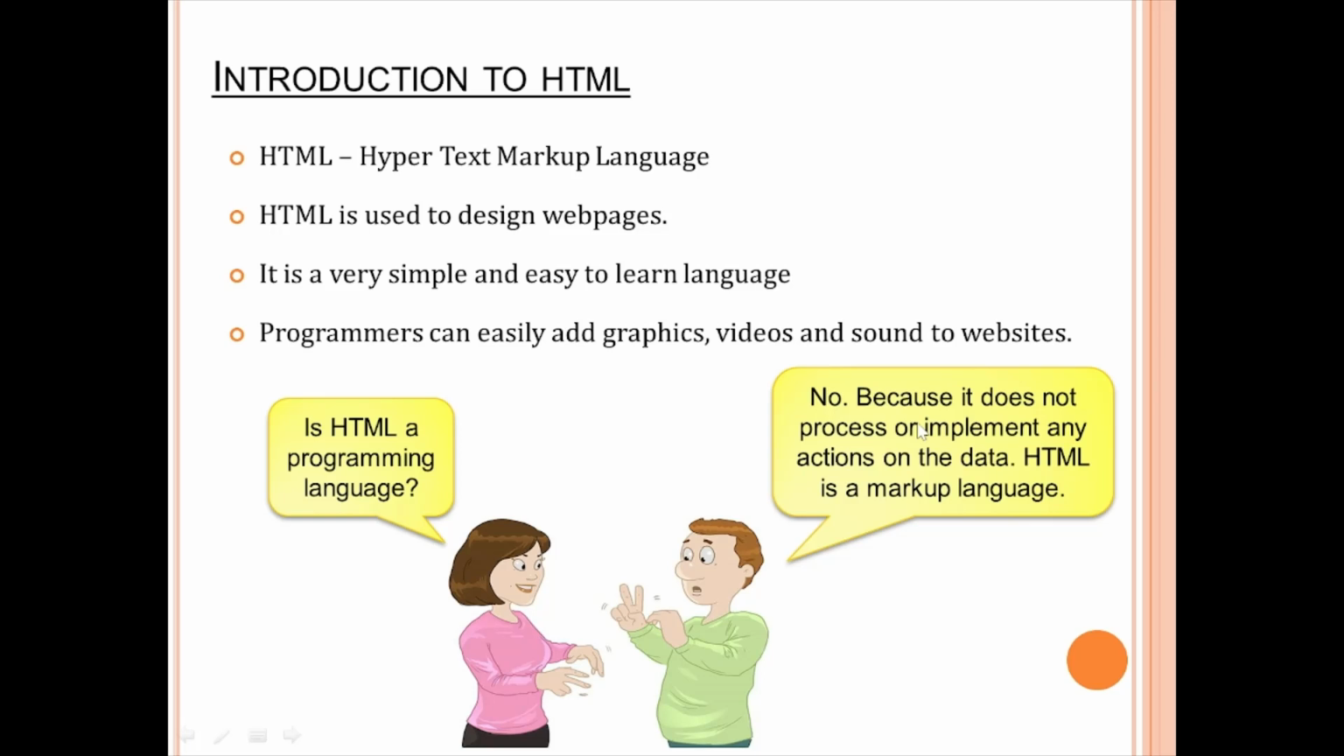Because with the help of HTML, we are only creating the design of the web pages. We are defining the structure, how the content should look. We are not processing or implementing any actions on the data. Whereas with the help of programming languages, we are processing the data to get some output, isn't it? But it is not the same in the case of HTML. That is why HTML is not a programming language, but it is a markup language.